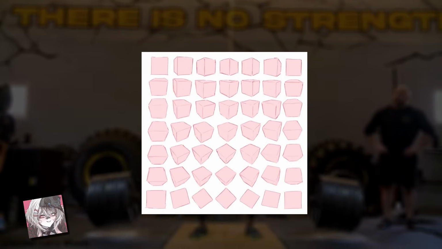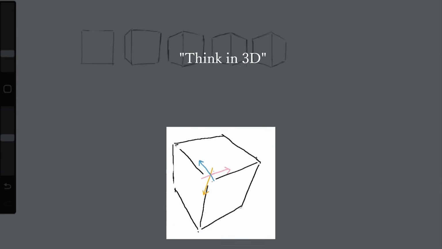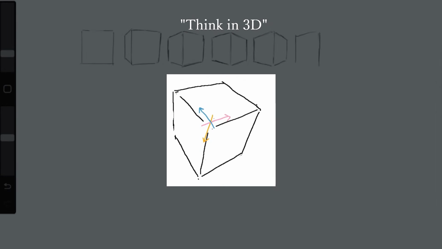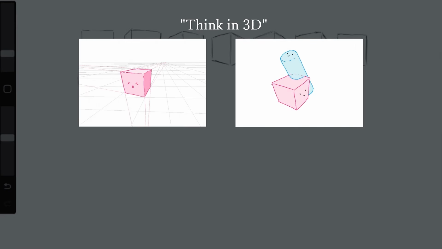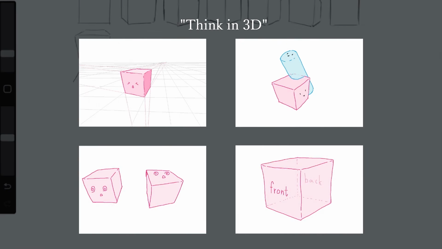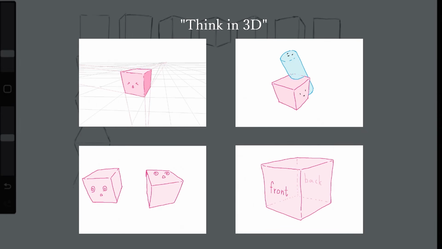Let's talk about exercises which can help you get better at drawing 3D forms. You might have heard the phrase, think in 3D. It's not just about imagining a cube in your head, but also how the cube occupies space, how the cube interacts with other objects, how it rotates, where the front and back surfaces are located. Now you're not only drawing in 3D, but also fully understanding three-dimensional space.